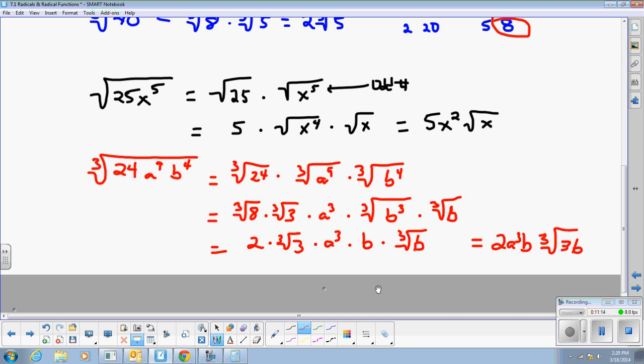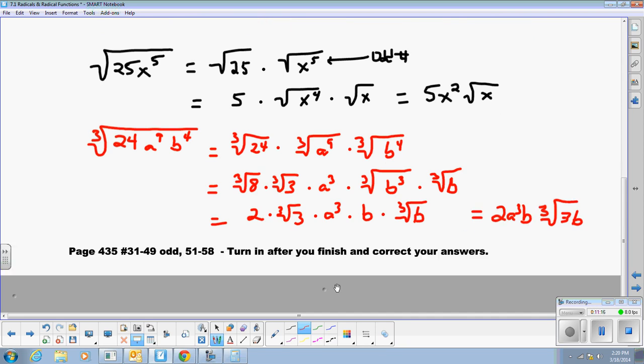All right, that is what I have for examples. I'm sorry the video got over 10 minutes, but there's a lot of detail here in this one. Your assignments from page 435, numbers 31 to 49 odd and 51 through 58 all. Please turn in after you finish and correct your answers. Let me know whatever I can help you with.